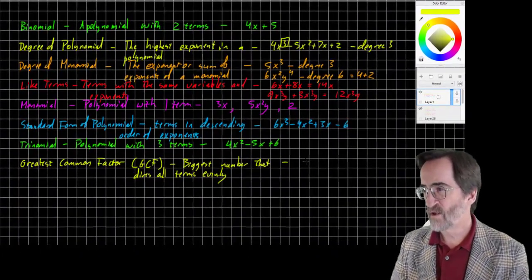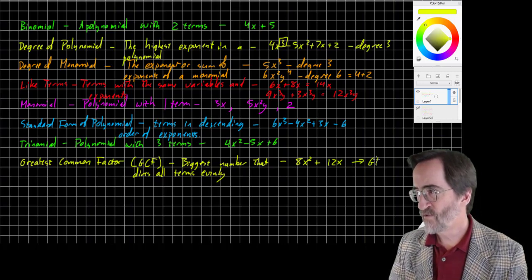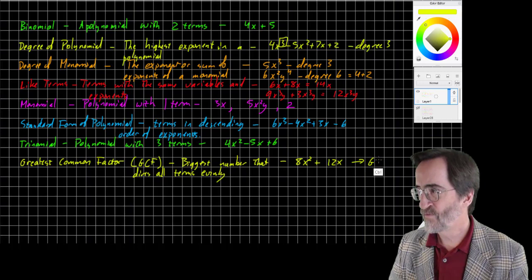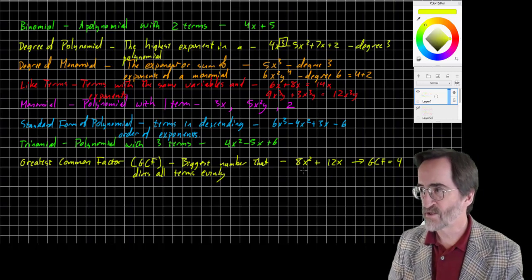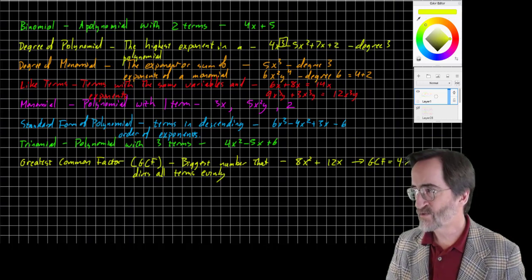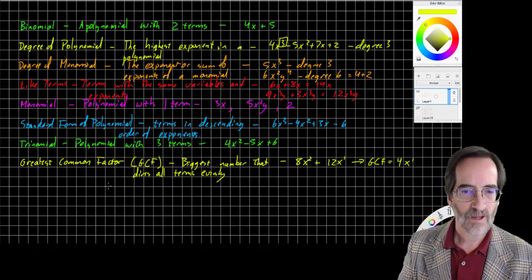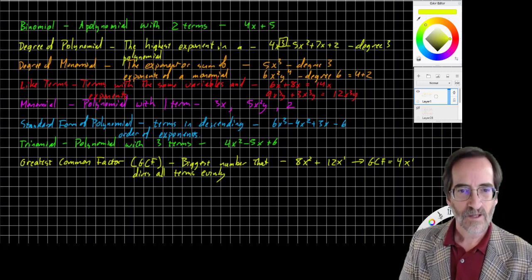Okay, so in this example, 8x squared plus 12x, the GCF is 4, because 4 is the biggest number that divides both 8 and 12. 4 times 2 and 4 times 3. And x, because both terms have an x and the smallest exponent is 1. 4x, greatest common factor. Okay, and we learn to factor out the greatest common factor.